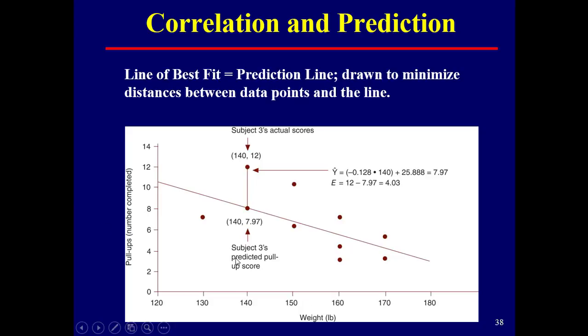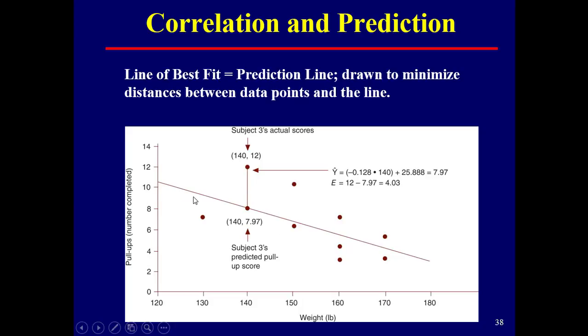What you see here is that there are 10 dots that indicate data for 10 subjects. It looks like we had 2 people that were 170 pounds. One of them was able to do, I think that's 4 pull-ups. Another one was able to do maybe 5 or 6 pull-ups. So we have these 10 data points.